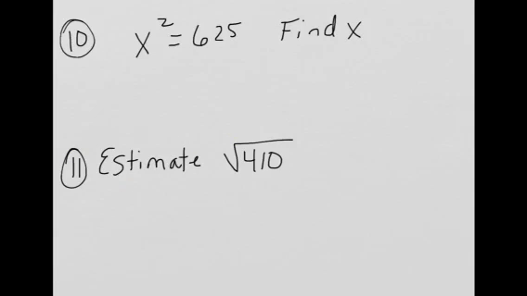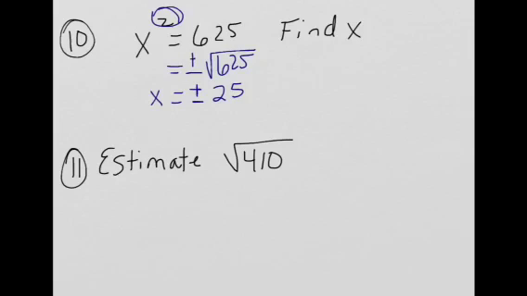X squared equals 625. So the 2 reminds us that we're going to have 2 answers. So we're going to have a positive and a negative square root of 625. So x is equal to positive and negative 25, because finding the square root of 625 on the calculator will be 25.